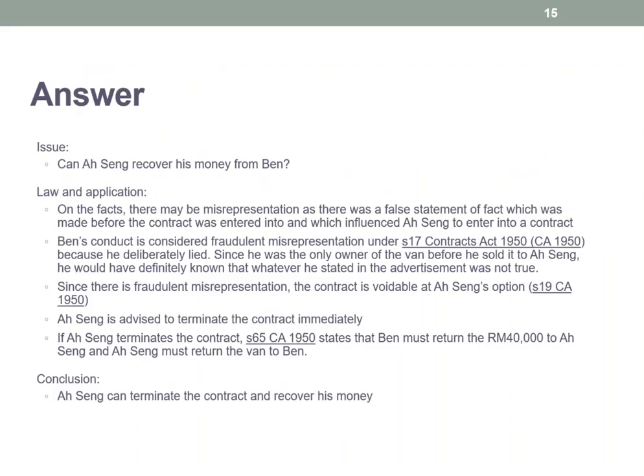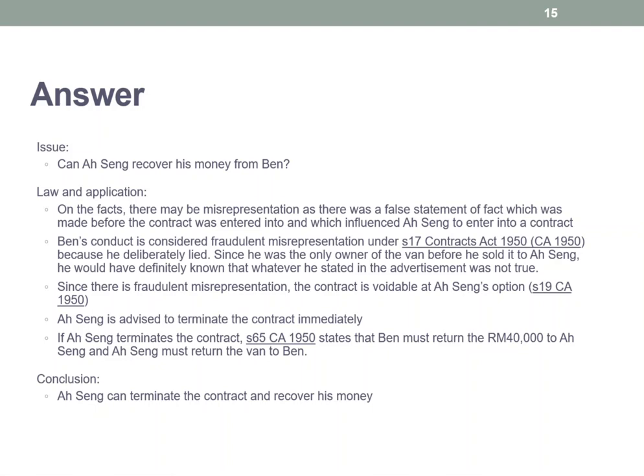Alright, sorry about that. So what you can say over here is, the issue here is, can Asing recover the money from them? On the facts, there may be misrepresentation as there was a false statement of fact which was made before the contract was entered into, which induced Asing to enter into a contract. Now, Ben's conduct is considered to be fraud misrepresentation under Section 17 because he purposely lied. Since you are the only owner of the van before he sold it to Asing, you would have definitely known that whatever he stated in the advertisement was not true.